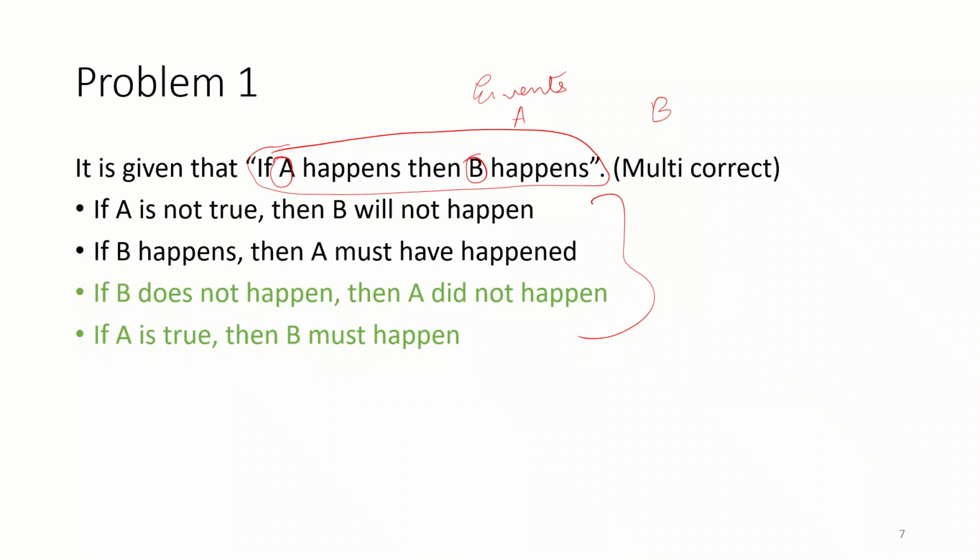Then the last two options will be right, because if A occurs, then B occurs. If A doesn't occur, then B does not occur. That is the second option, in my opinion.